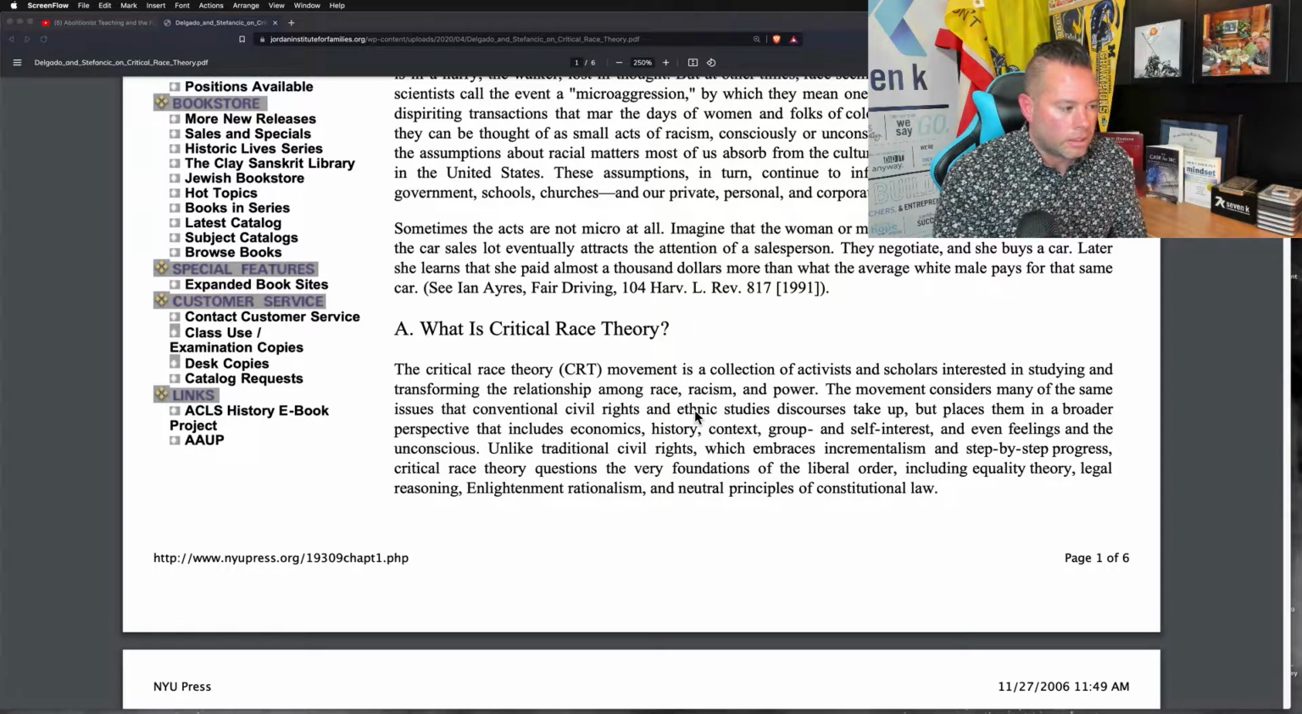Legal reasoning, Enlightenment rationalism. If you're not familiar with that, this is where we get the scientific method, using facts, logic, and reason to come to a conclusion. So critical theory seeks to destroy the liberal order, equality, and the Enlightenment and rationalism that's based on facts, logic, and reason. They believe those things to be racist. And neutral principles of constitutional law. So essentially the Constitution in their minds is white supremacist and steeped in racism.